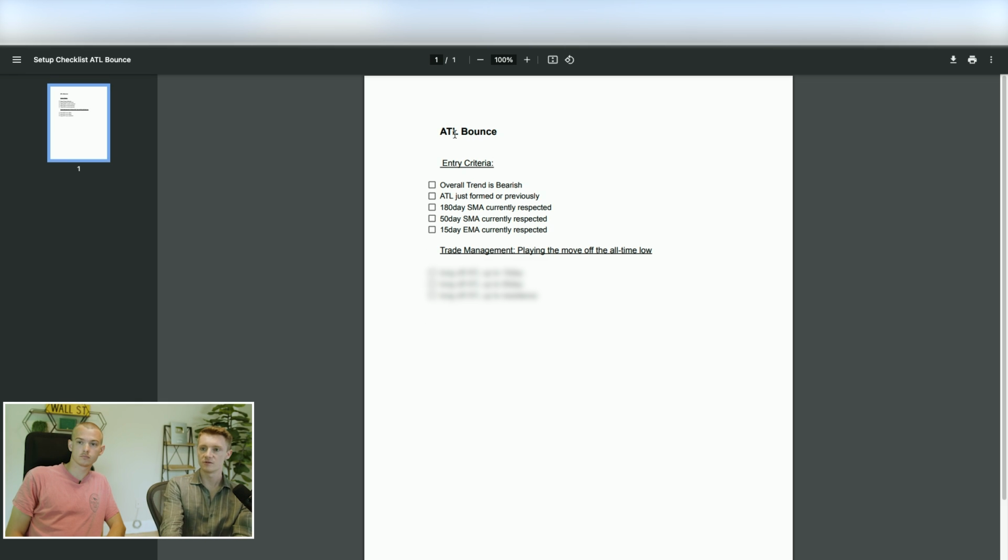I'm going to have some of this info blurred. Obviously, you can see this, but we're going to keep that just for mentorship group students only. Then the pullback play, that is my pullback play setup, okay? And lastly, we've got the ATH pullback, which is the all-time high pullback. So those are the 3 setups that I trade, and then the corresponding entry criteria and trade management.